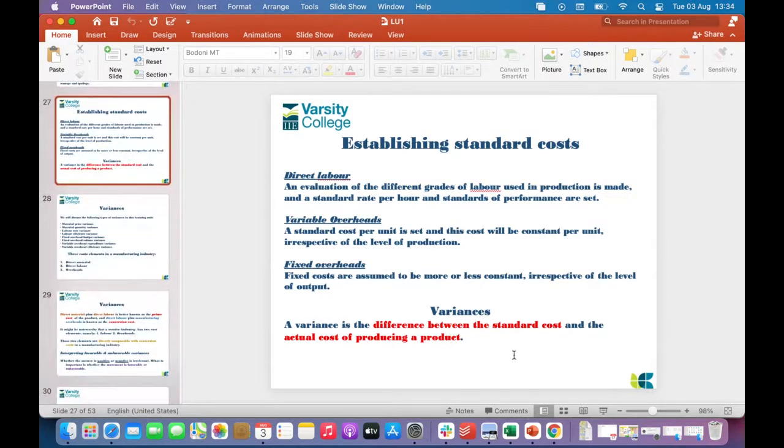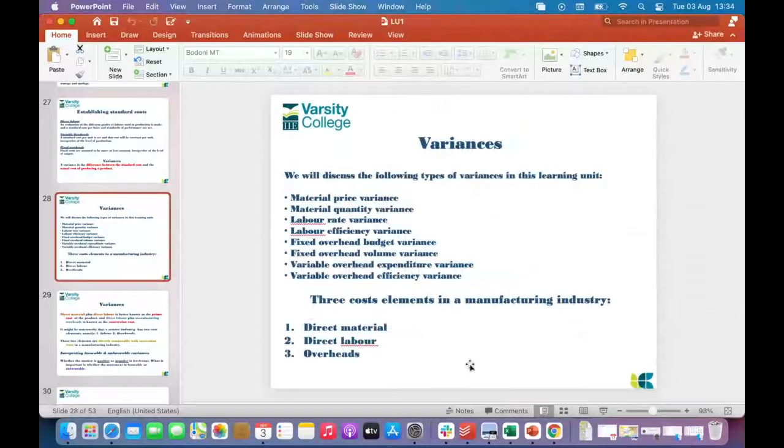Then variances. A variance is the difference between the standard cost and the actual cost of producing a product. We spoke to variances. Then we have different types of variances: the material price variance, material quantity variance, labor rate variance. These are things we have seen already in Finance 2A. Labor efficiency variance, but here they like to ask it a whole lot more, so you have to be on top of your game here. Variable overhead expenditure variance, variable overhead efficiency variance.